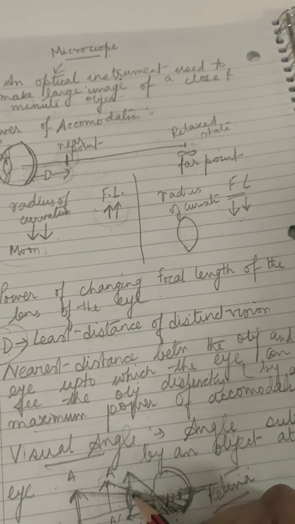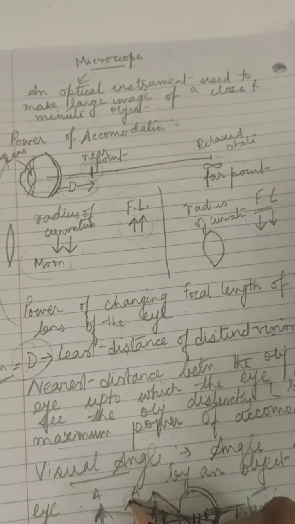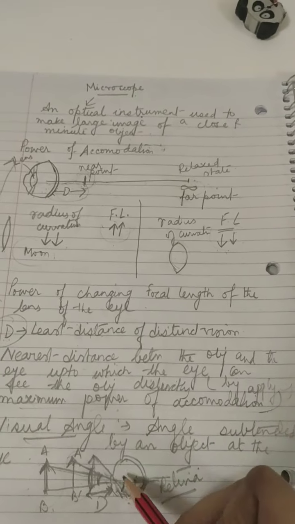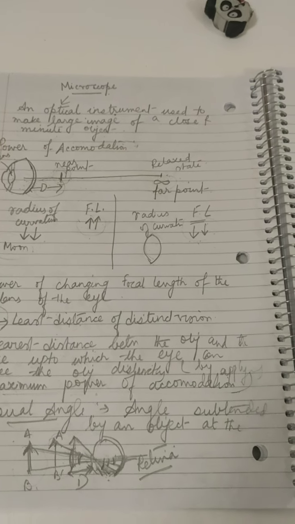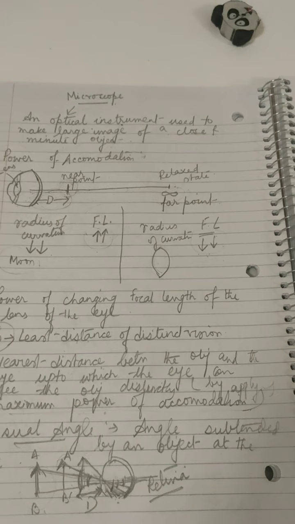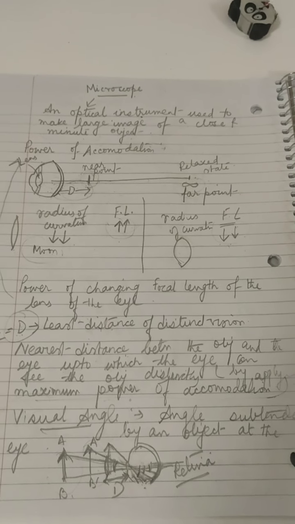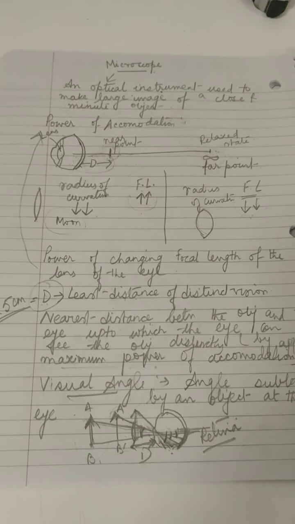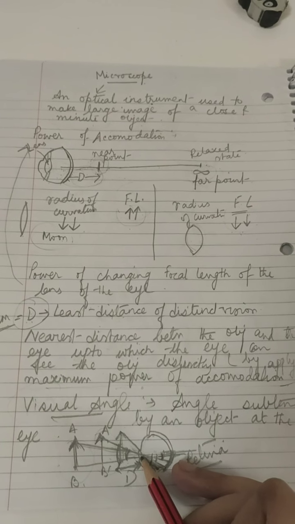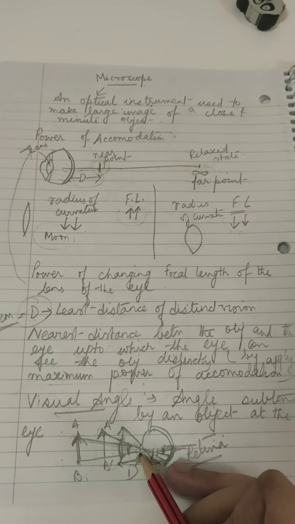When the same object is kept at d, it is subtending the largest visual angle and it can be seen distinctly. It can still subtend a larger visual angle, but it won't be seen distinctly if the object is moved closer than d, or to a distance less than d.